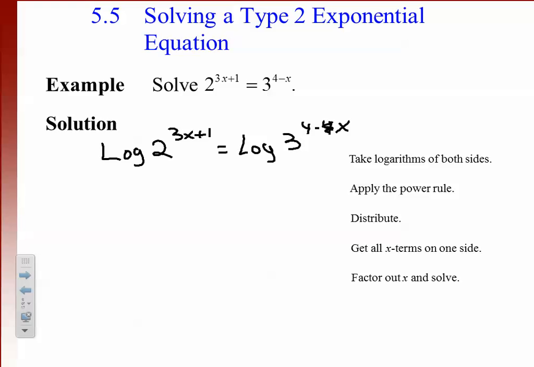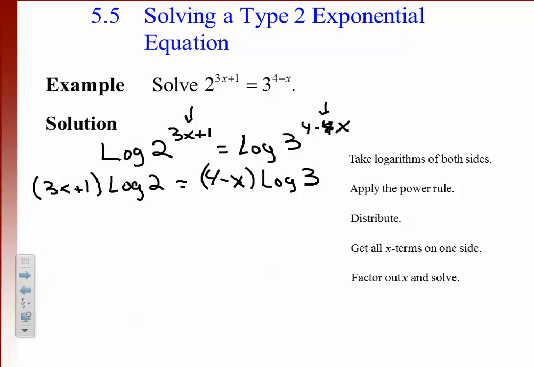these exponents right here, this exponent and this exponent, and get them out of their exponent form and write them in front of the logs, right? We use the power rule to do that. So we're going to write (3x+1) log 2 equals (4-x) log 3. Okay, so that takes the variable things we want out of our exponents and puts them in front of the logs by the power rule.